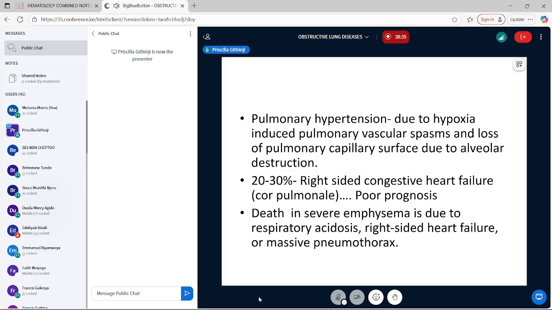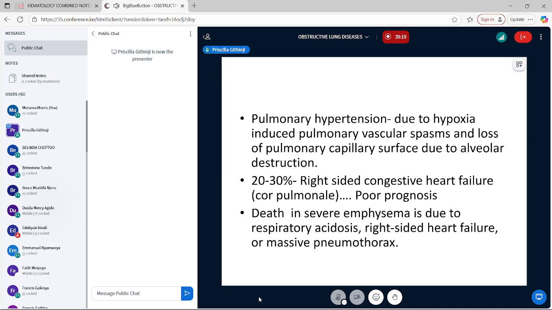They also develop pulmonary hypertension. I think you'll have a lecture on pulmonary hypertension. And the pulmonary hypertension is due to hypoxia that is induced by pulmonary vascular spasms and loss of pulmonary capillary surface due to alveolar destruction. Of course, your pulmonary circulation goes all the way to the alveoli. That's where oxygen and carbon dioxide exchange occurs. But now your alveoli are destroyed, and with that, it will lead to loss of your pulmonary capillary surface.